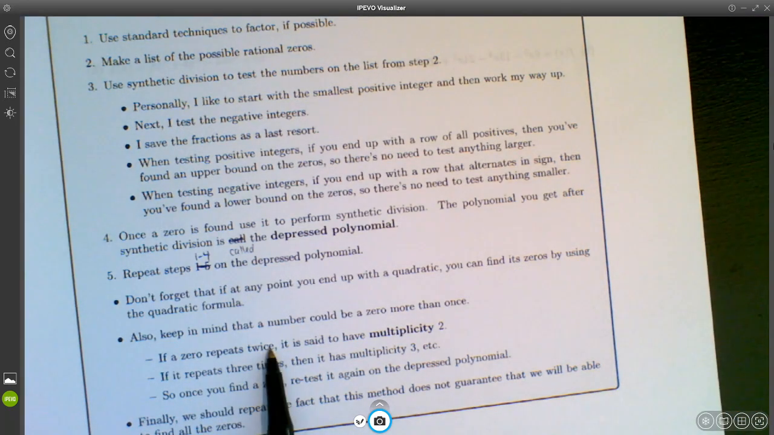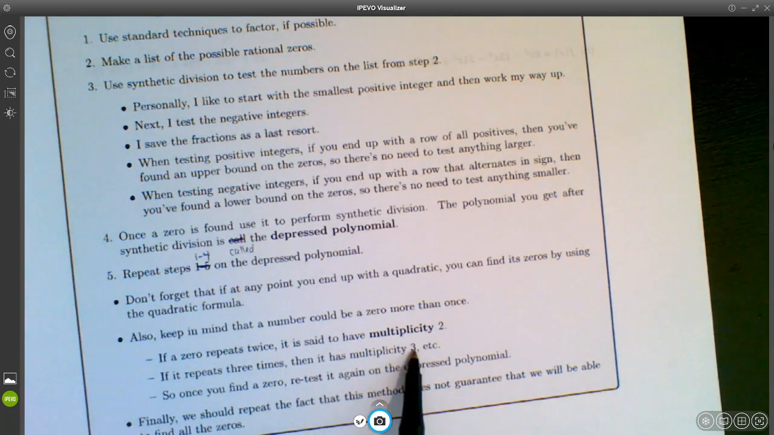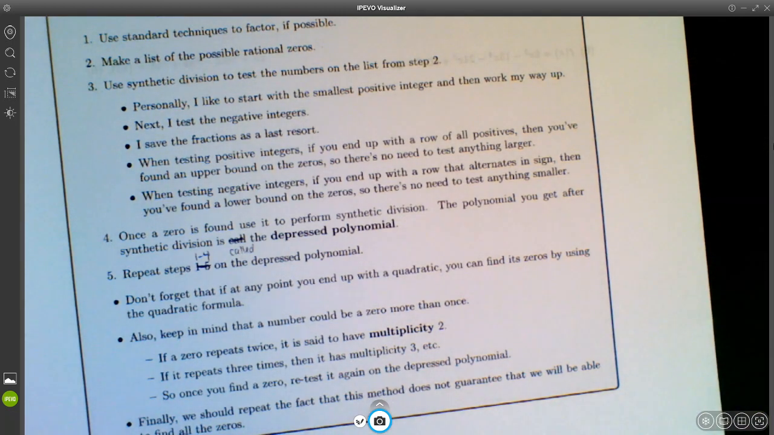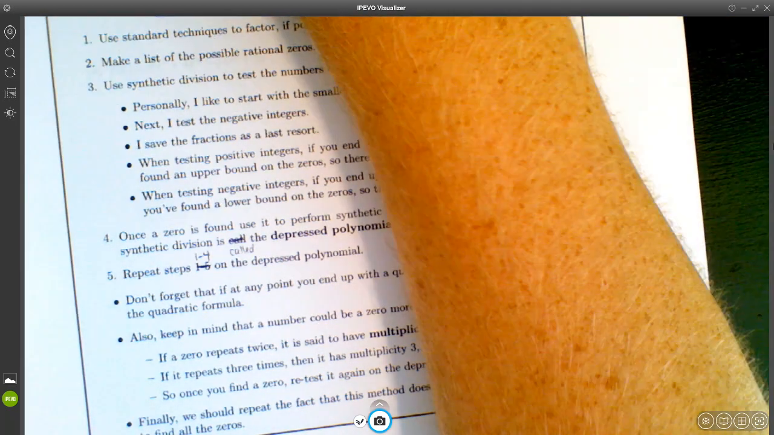If a zero repeats twice, then it's said to have multiplicity 2. If it repeats 3 times, then it's said to have multiplicity 3, and so forth. So once you find a zero, you need to retest that same zero on the depressed polynomial to see if that particular zero has multiplicity greater than 1. This method will guarantee that we find all of the rational zeros of our polynomials. There could be irrational zeros, there could be non-real zeros, and this method does not help us to find those. But it does at least help us find all of the rational ones, which is nice.